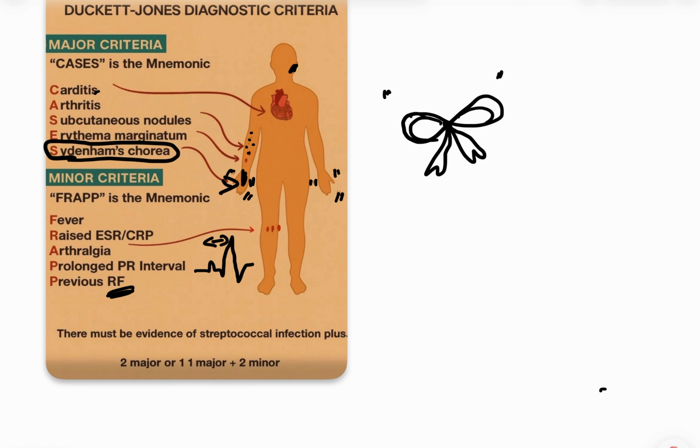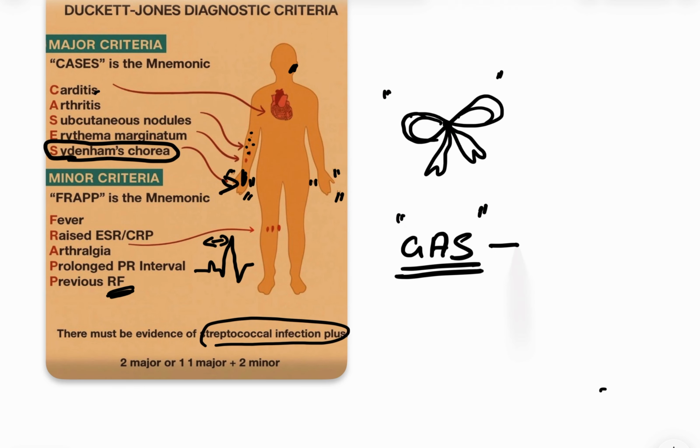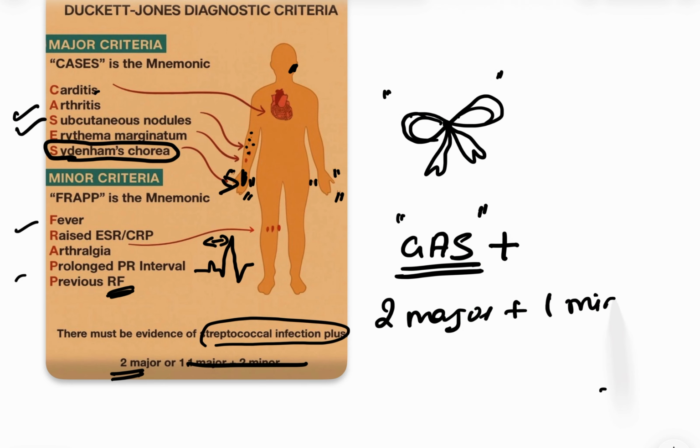So there must be evidence of streptococcal infection. The patient should have GAS. What is GAS? Group A beta hemolytic streptococcal infection. And along with that, if the patient has two major criteria, or one major plus two minor criteria, or two major plus one minor, then the patient has a diagnosis of rheumatic heart disease.